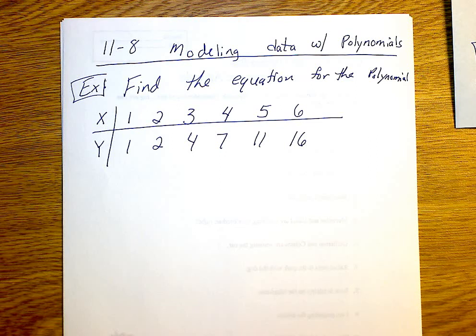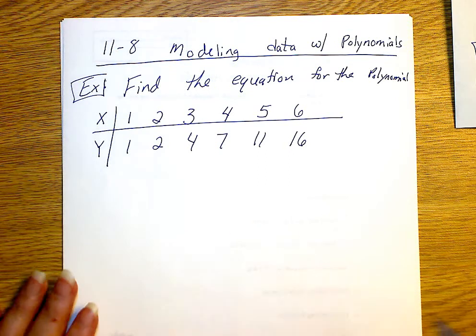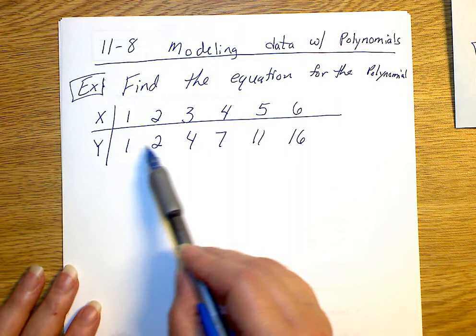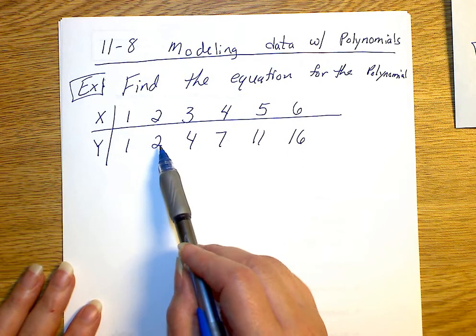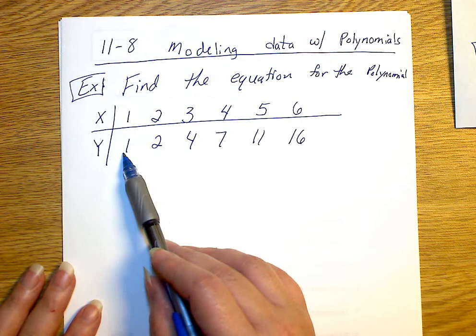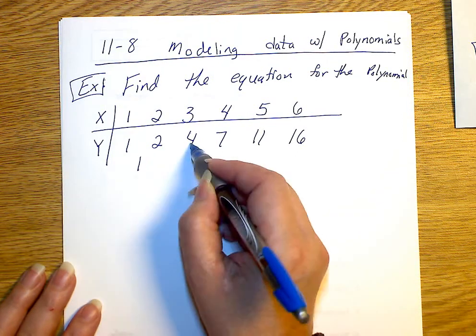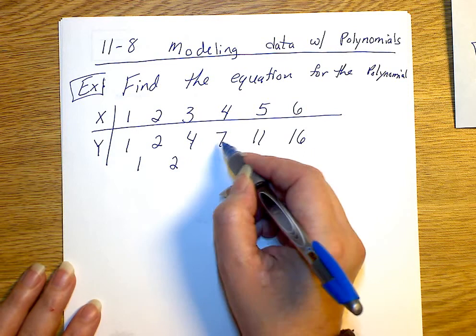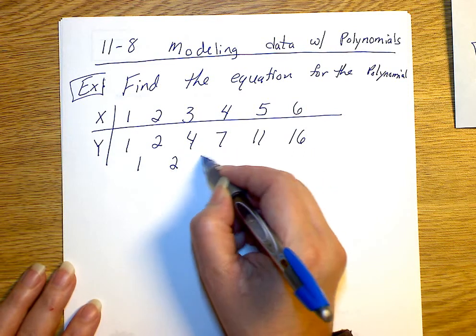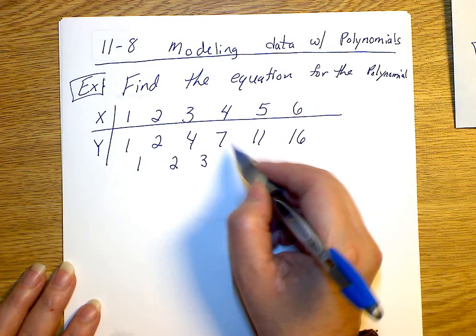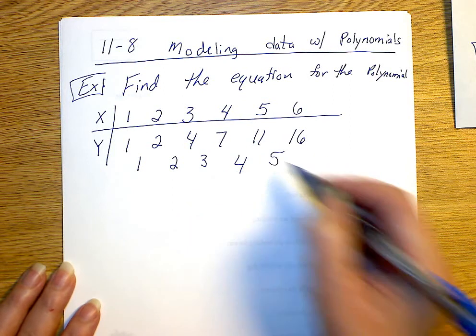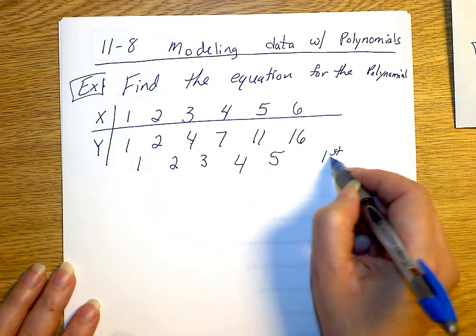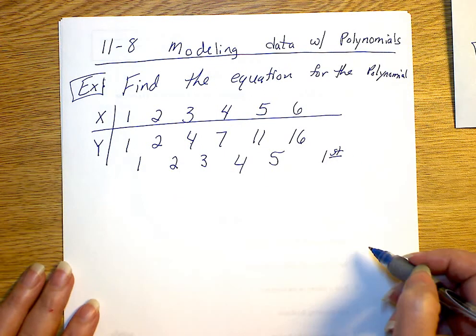Alright, 11.8 is modeling data with polynomials. What we're going to do is find the equation now for those polynomials. So the first thing, remember, is that you subtract them to find out what degree they are. So you literally say 2 minus 1, that gives me a 1. 4 minus 2 is 2. 7 minus 4 is 3. Then 4, 5. If it was a first degree, all of these would be the same number, but it's not, so it's not a first degree.